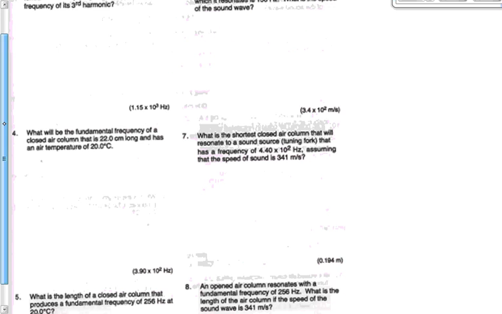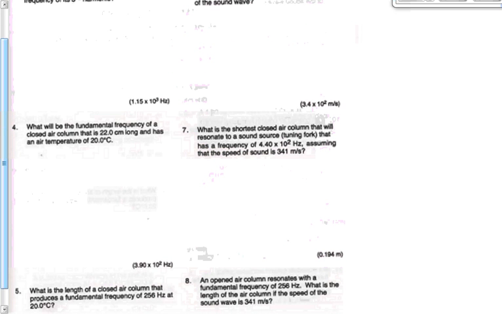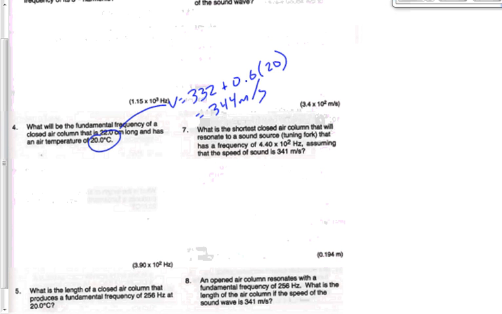So we want to find the fundamental frequency of the closed air column, 22 centimeters long, has an air temperature of 20 degrees Celsius. As soon as we see that temperature, what do we start thinking? The only time you'll use temperature in physics 20 is when you're finding what, Gary? The speed of sound, right? So let's do that right now. Before we do anything else, let's just get the speed of sound out of the way. We know the equation for that is 332 plus 0.6 times T, or 0.6 times 20 degrees Celsius. That works out to be 344 meters per second. All right, good. There's the speed of sound.